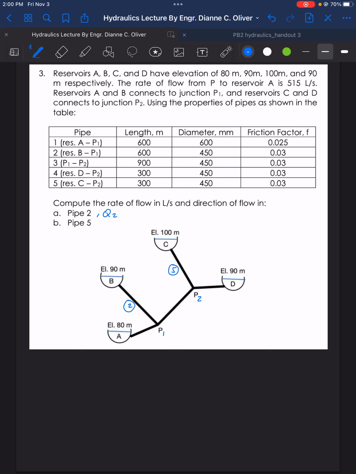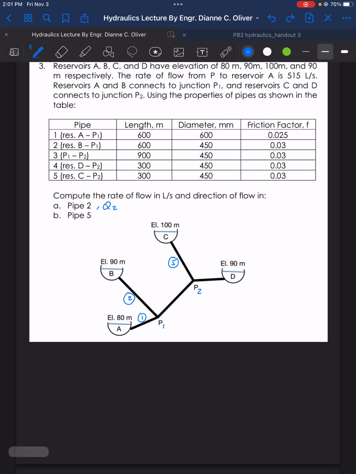So let's name the rest of the pipes. Pipe 1 is reservoir A to P1. So this is pipe number 1, and this is pipe number 2. Then pipe number 3 is P1 to P2. Next, pipeline 4 is reservoir D to P2, this one here. Okay, so we have named all pipes.